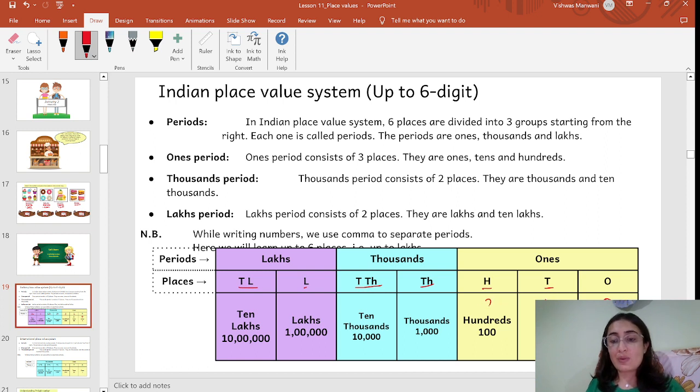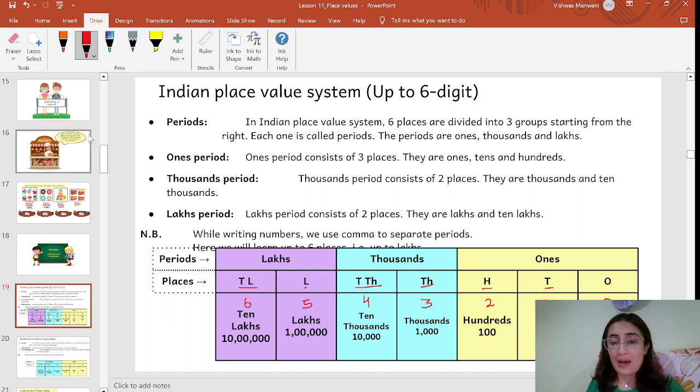In hundreds, we have 2 zeros. In thousands, we have 3 zeros. In 10,000, we have 4 zeros. In lakhs, we have 5 zeros. And in 10 lakhs, we have 6 zeros. Now, anytime we write a number as per the Indian place value system, we have to put commas in it.